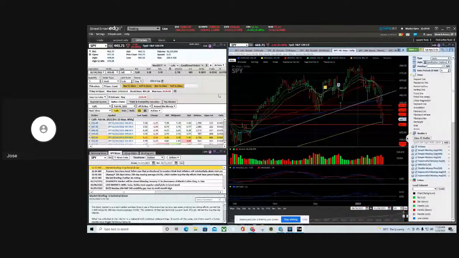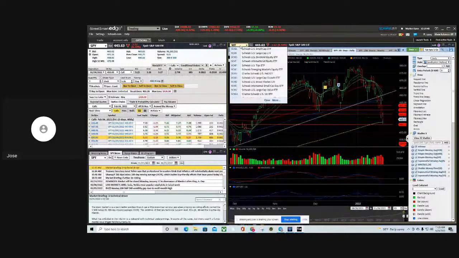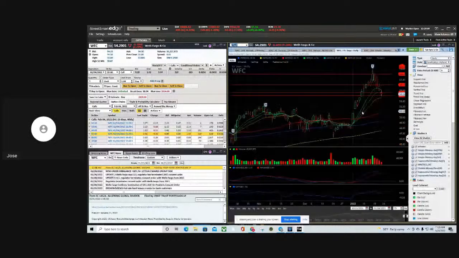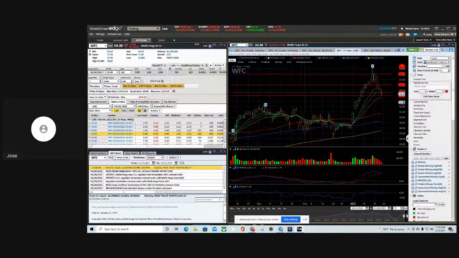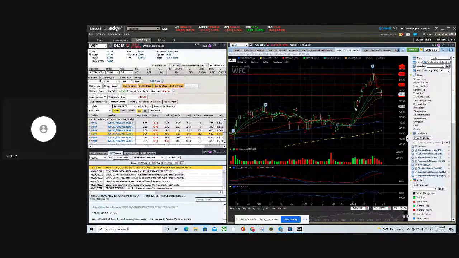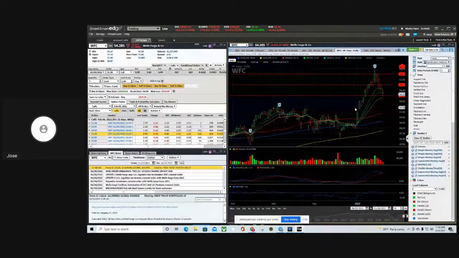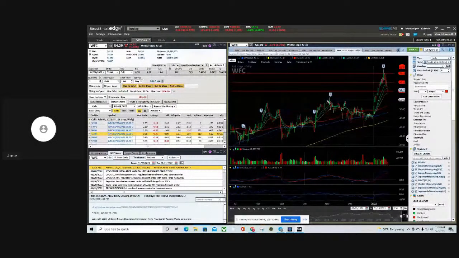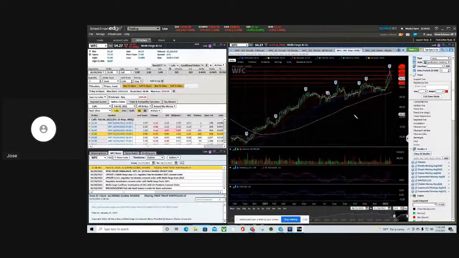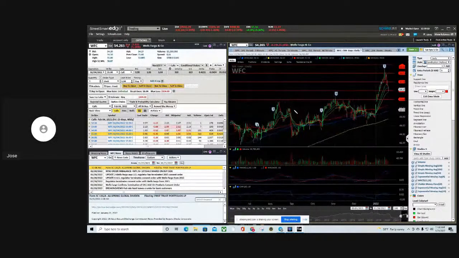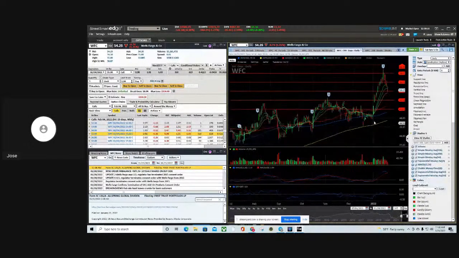Let's just say, let me look at WFC Wells Fargo. Let's just say I wanted to do a swing trade on this. And I had a position in this and sold out for a loss on the second trade. Looking at Wells Fargo here, I think if we come down to $52, I'm going to take another swing at it, and use $50 as my stop.